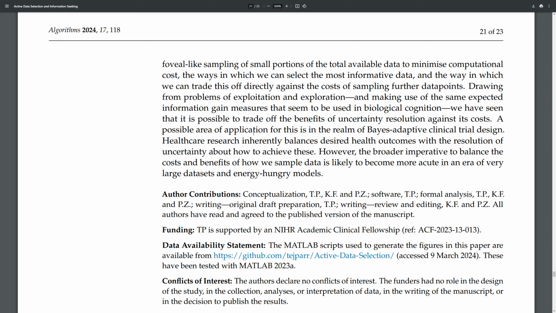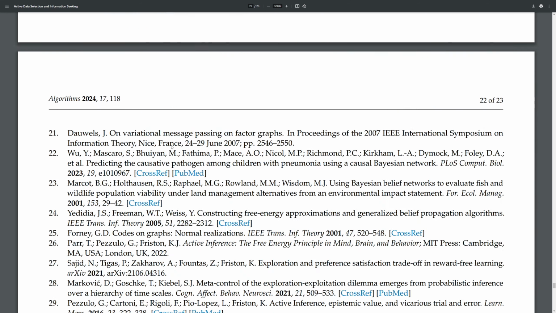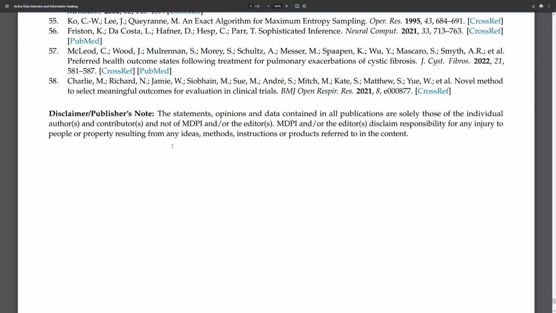And the cost, like the power needed to actually train these neural networks or active inference agents that we've been dealing with so far, that power requirement is only going to grow. We need to be as efficient as possible. We need to recognize that the cost is very real. The power needed to run these computers is very real, and the computation is something that we need to minimize as much as possible in this era of large data sets and energy-hungry models. And that is a brief overview of this paper.